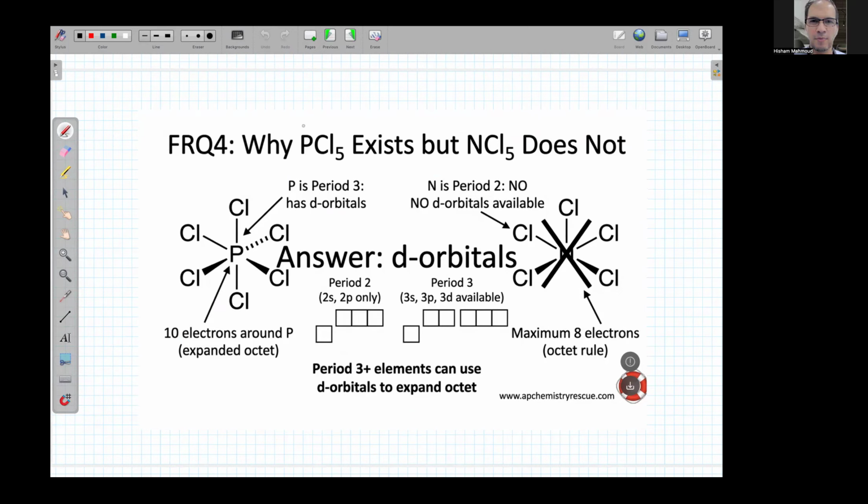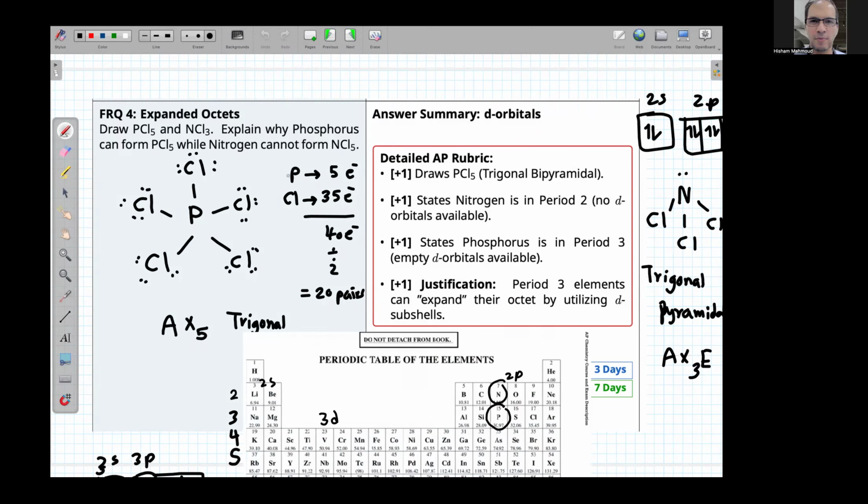So let's check the rubric verifications. We drew the PCl5 correctly showing trigonal bipyramidal. We stated nitrogen is in period 2 with no d orbitals. We stated that phosphorus is in period 3 with empty d orbitals available for extra electrons. And we justified that any element in period 3 or more can expand octets using the d orbitals, and that's done.